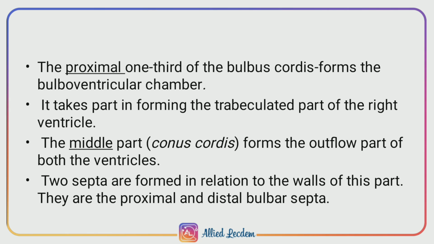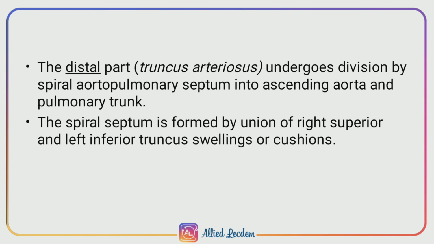Middle part. It forms the outflow part of both the ventricles. Two septa are formed in relation to the wall of this part. They are the proximal and the distal bulbar septa. The proximal bulbar septum contributes to the formation of the interventricular septum, and the distal bulbar septum separates the conus into the aortic vestibule and the infundibulum. The distal part undergoes division by the spiral aortopulmonary septum into the ascending aorta and the pulmonary trunk. The spiral septum is formed by the union of the right superior and left inferior truncus swellings.